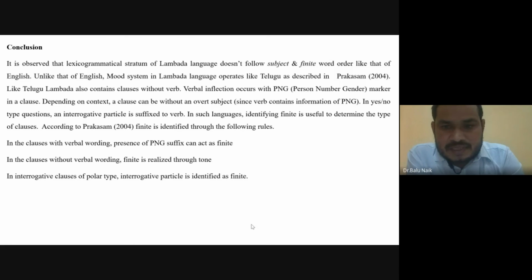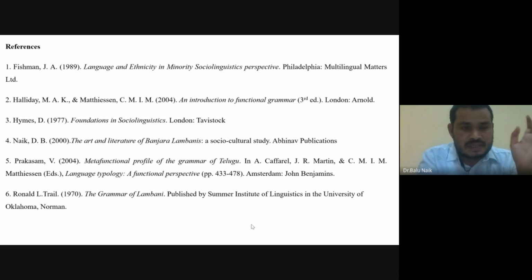In such a language, identifying the finite is useful to determine the type of class. According to Professor Prakasham, the finite is identified through the following rules. In a class with a verbal word, the presence of the PNG suffix can act as finite. In a class without a verbal word, the finite is realized through the tone. In an interrogative class of polar type, the interrogative particle is defined as the finite. These are the reference books.